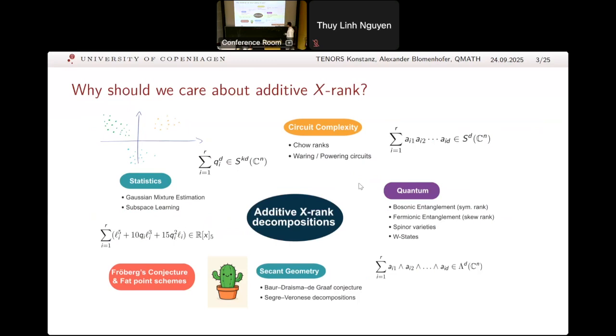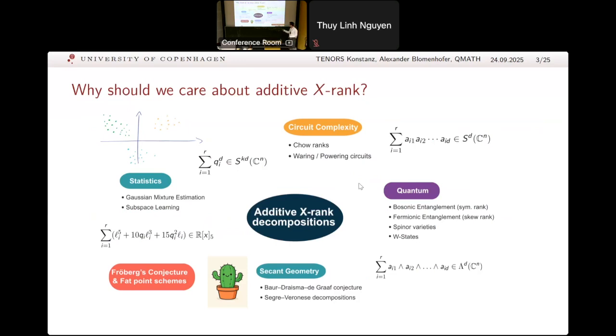It makes sense from all kinds of other perspectives. For instance, what we saw today in the morning, Mateusz was talking to us about the Lagrangian Grassmannian. You could take the Lagrangian Grassmannian, which is some alternating tensors and some elements of this variety, and ask, what is the rank with respect to the Lagrangian Grassmannian?